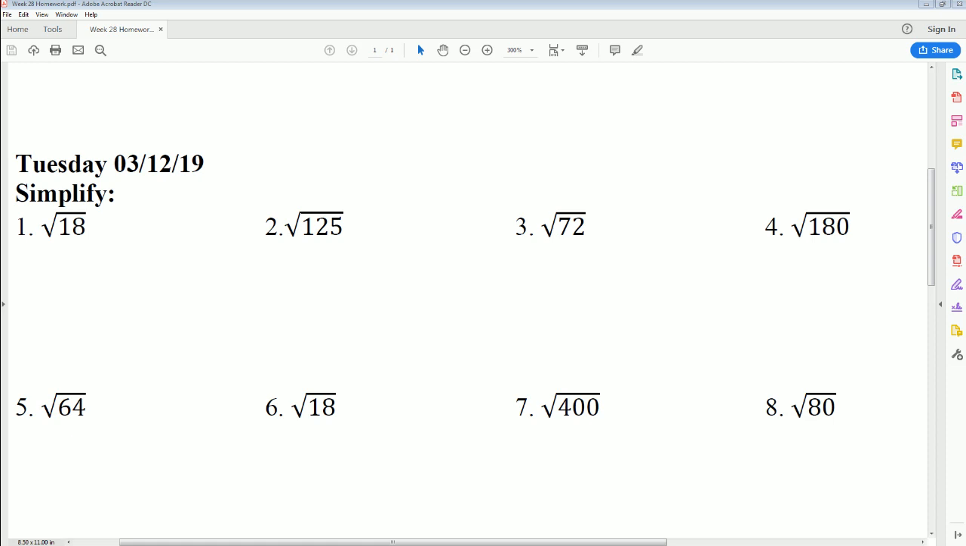So to simplify it, we have to break it down using its factors, making sure one of them is a perfect square. What do I mean? Let's take a look.